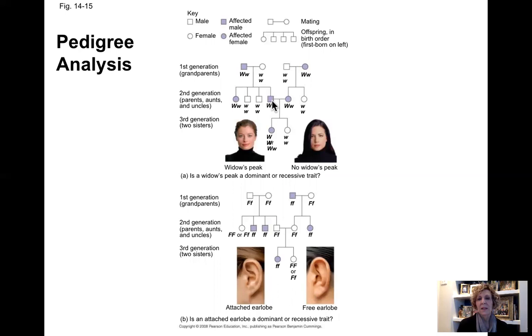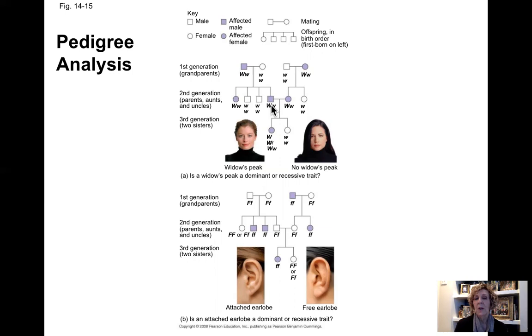Okay, so here is an example with widow's peak. Widow's peak is dominant. All right. And so I can prove that here because I have somebody with a heterozygous father and a homozygous recessive mother for widow's peak. And then I can see that of the four offspring, two have no widow's peak, but two of the offspring, a female and a male, have a widow's peak.